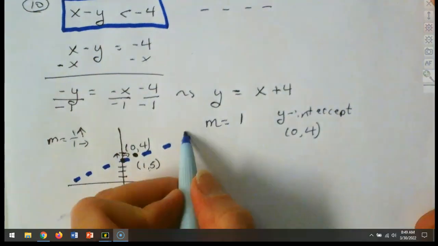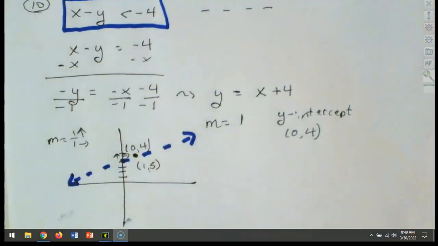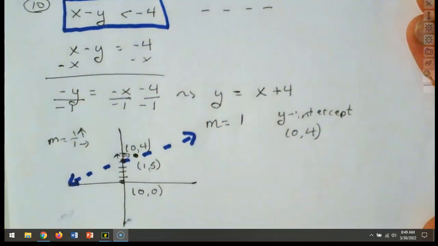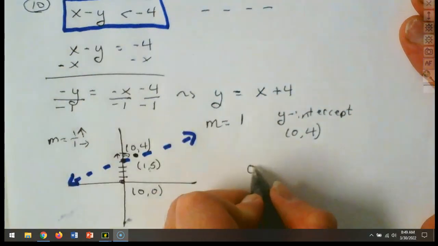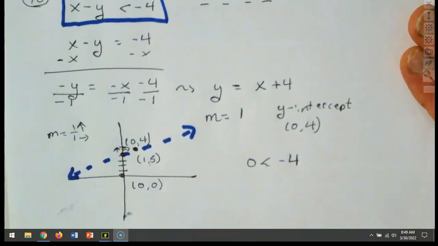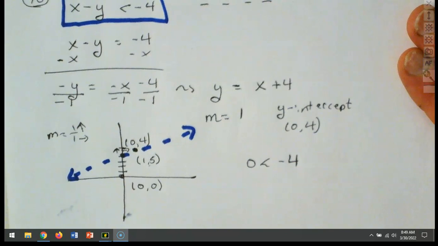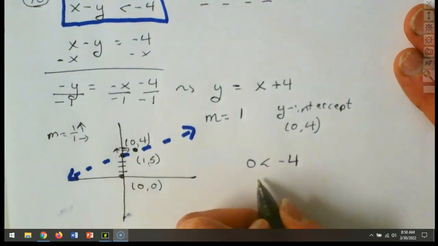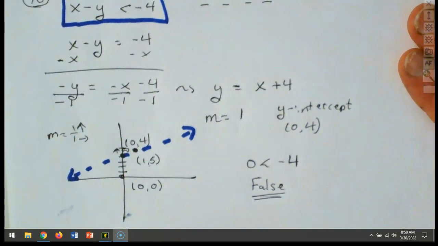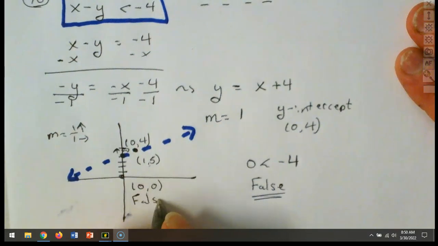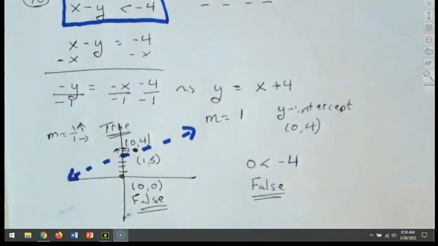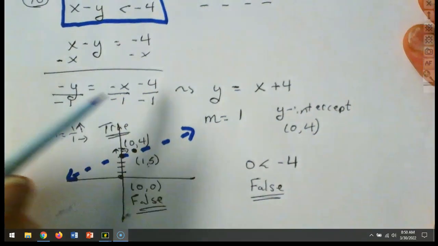And we've got to check an ordered pair that is not on this line, and that'll be 0, 0. We check it back in the original, and is 0 smaller than negative 4? In this case, no, that is false. 0 is bigger than negative 4, right? So that means the lower half would be false, the upper half would be true. Where do we shade? The upper half, which is up here.